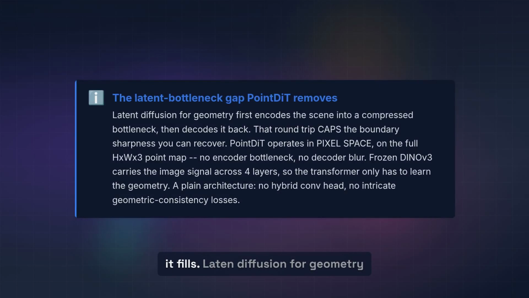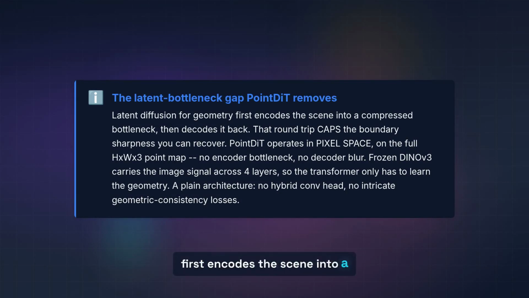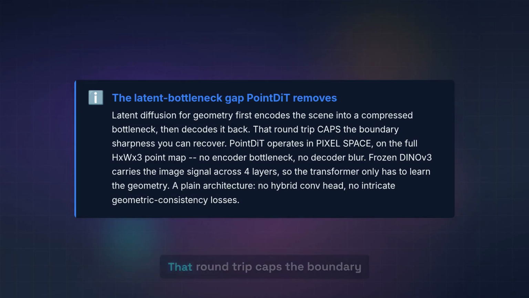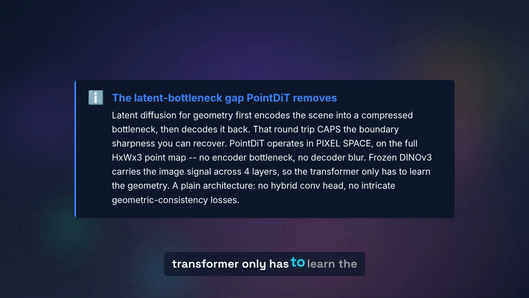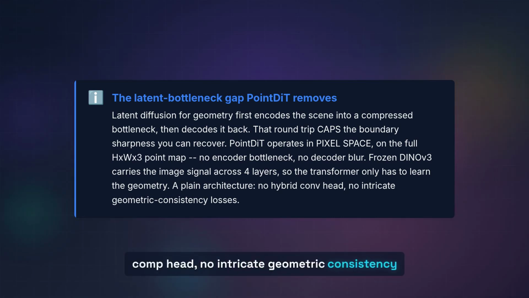The gap it fills. Latent diffusion for geometry first encodes the scene into a compressed bottleneck, then decodes it back. That round trip caps the boundary sharpness you can ever recover. PointDiT operates in pixel space, on the full point map: no encoder bottleneck, no decoder blur. Frozen DINOv3 carries the image signal across 4 layers, so the transformer only has to learn the geometry. A plain architecture, no hybrid conv head, no intricate geometric consistency losses.